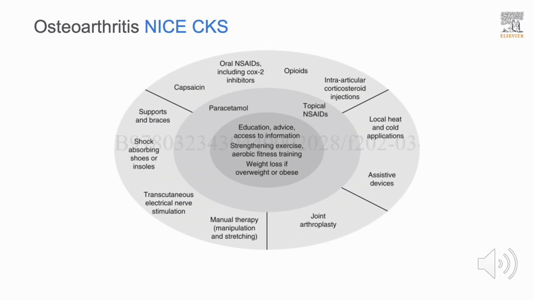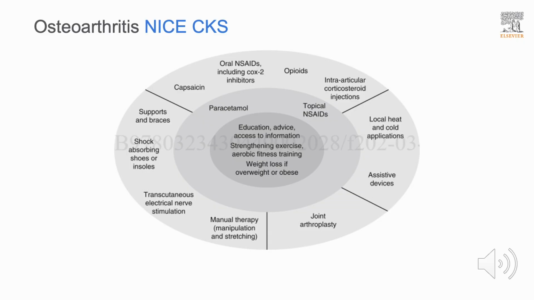This slide provides an overview of the NICE guidelines for the management of osteoarthritis. They highlight how paracetamol and topical NSAIDs are effective analgesic measures, and in failure of these, other treatments such as oral NSAIDs, capsaicin cream, which is the chili derivative, intra-articular CSIs, and opioids can be considered, although opioids are typically avoided. Local heat and cold applications can be considered, and other factors that may be helpful include joint supports and braces, shock-absorbing shoes or insoles, transcutaneous electrical nerve stimulation packs, and manual therapy, including manipulation and stretching.